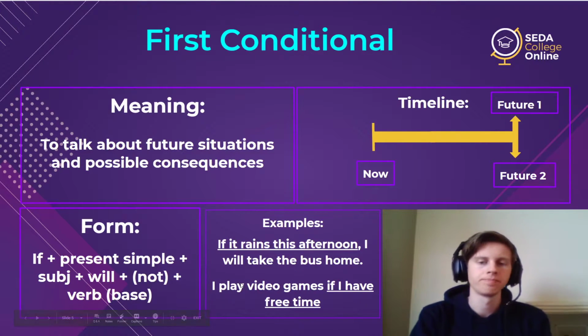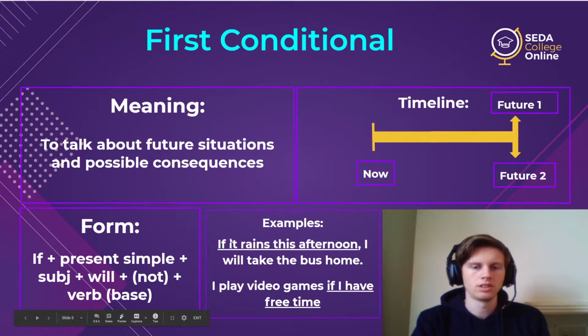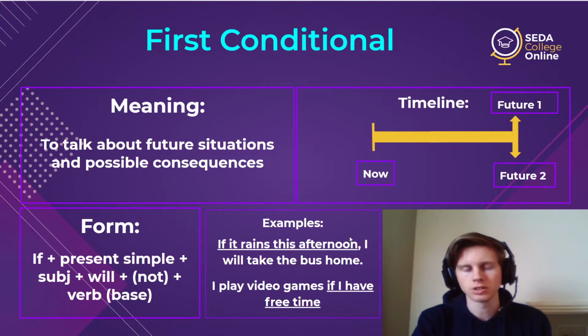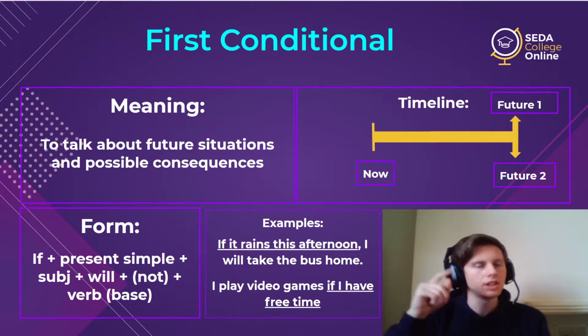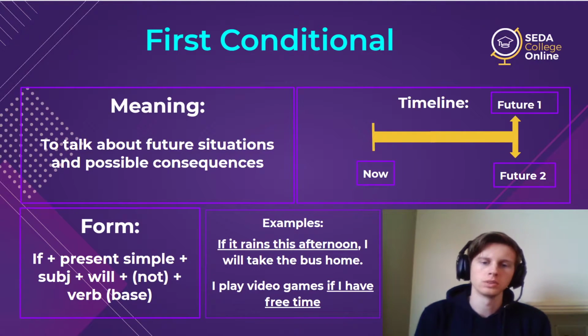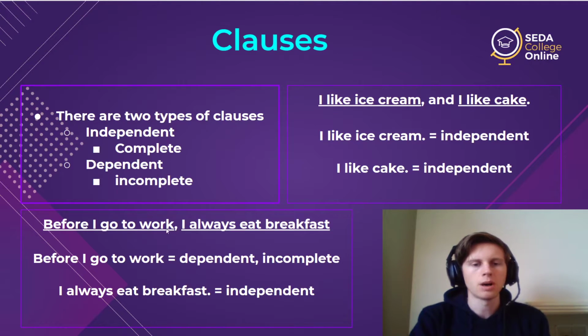It doesn't matter. But what is important is if it comes first, you need a comma. So this is one of the rules for English punctuation. If you put a dependent clause at the beginning of a sentence, you need a comma. It's one of the writing rules of English. If you look at my previous example as well, there's a comma here.